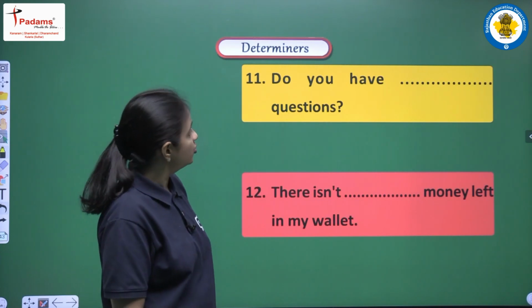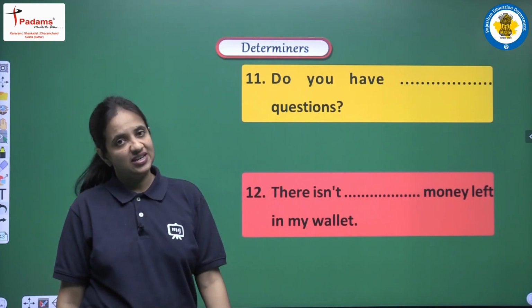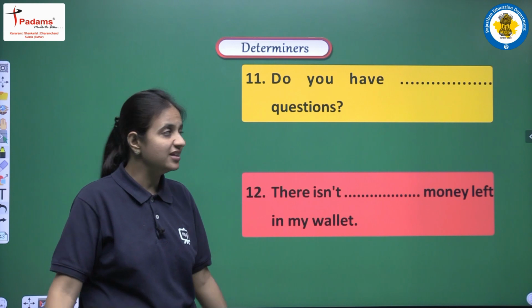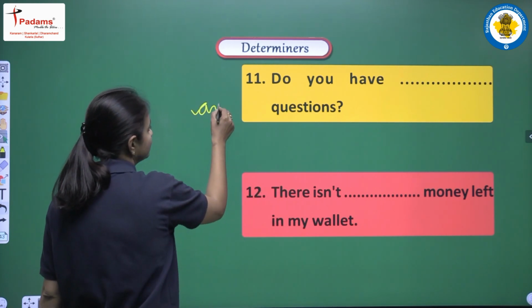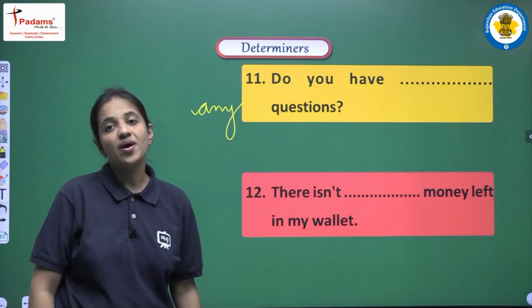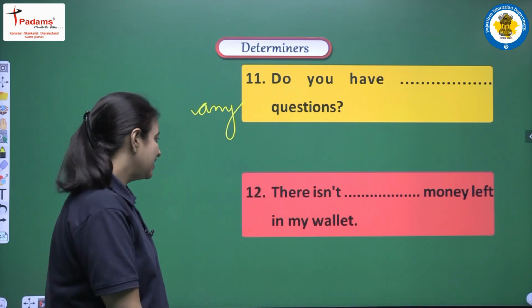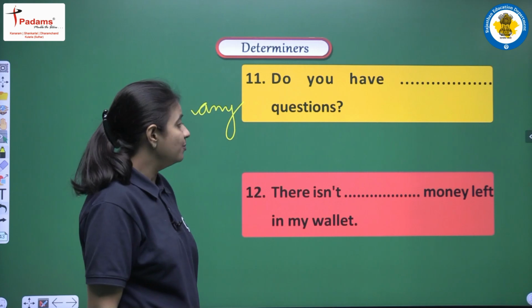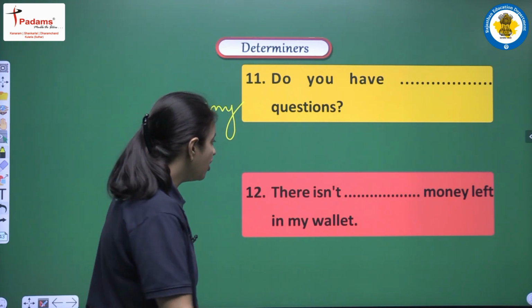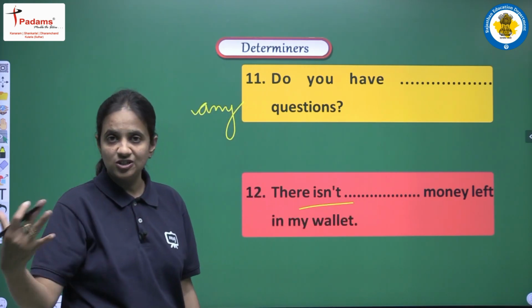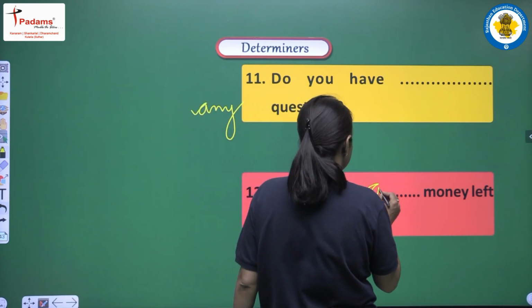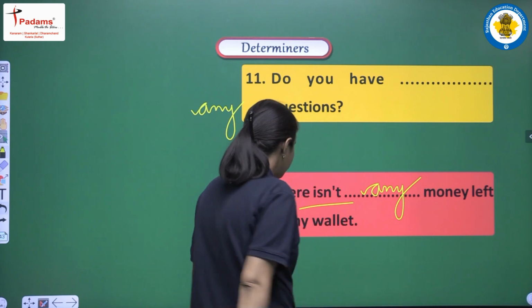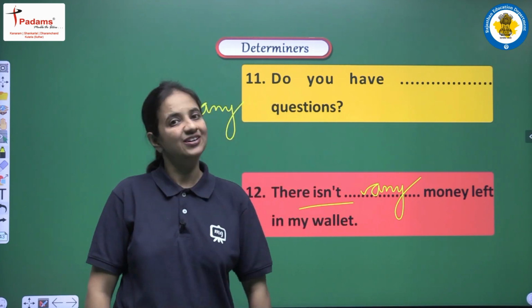Next one is, do you have questions? So yes, this is a simple interrogative sentence. Do you have questions? So here our answer will be any. Do you have any questions? Next is, there isn't money left in my wallet. Isn't means is plus not. So it's a negative sentence. So we will write here any. There isn't any money left in my wallet, right?